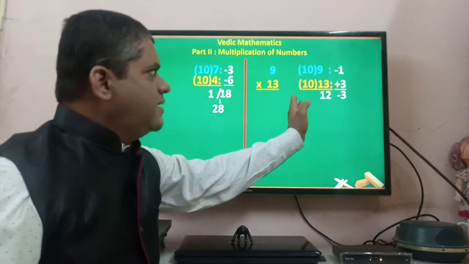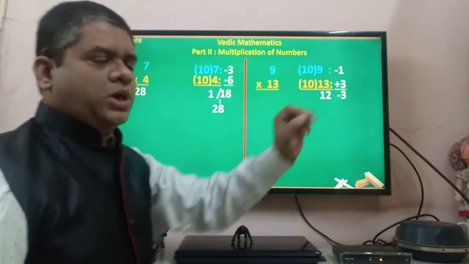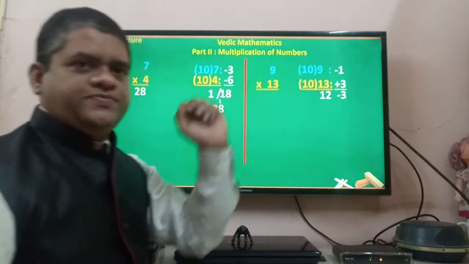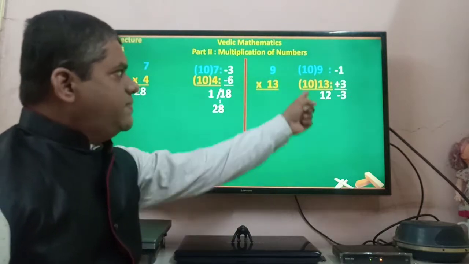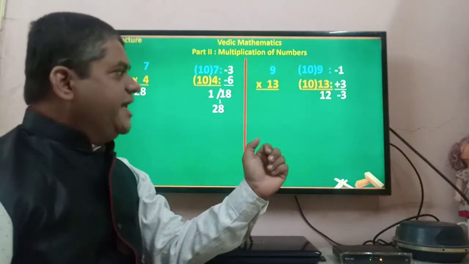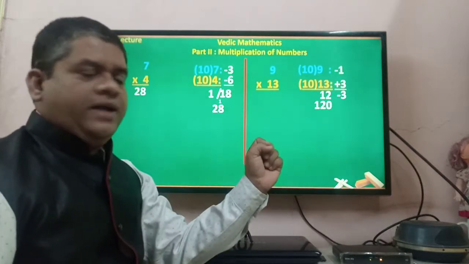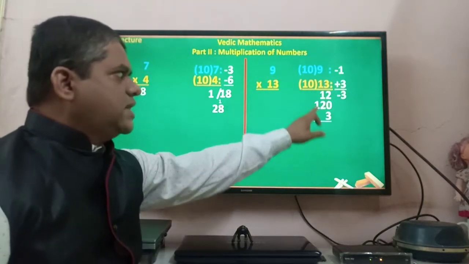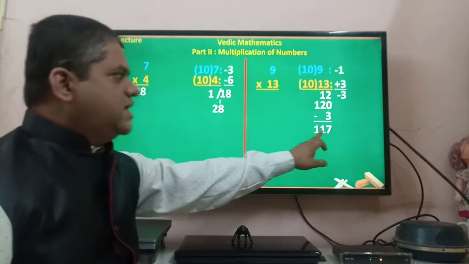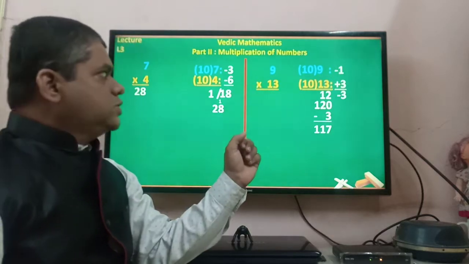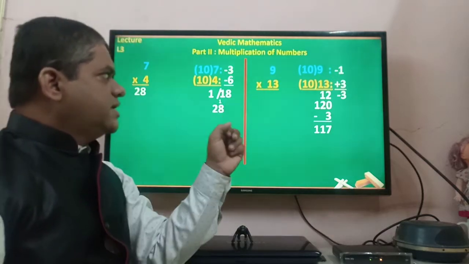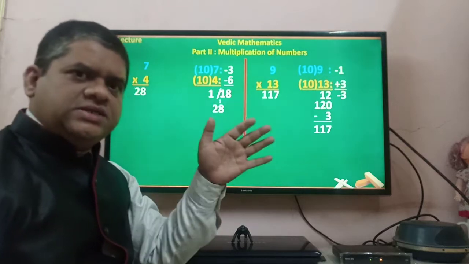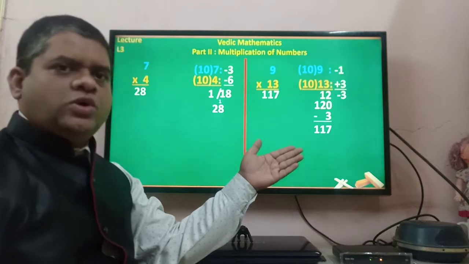Now we can obtain the left hand side as 13 minus 1, that is 12. Now we have to subtract this 3 from 12. But as the base is 10, the value of this 12 is 120, and at the units place it was minus 3. So we directly subtract 3 from 120 and get the answer as 117. So you will find the product of these two numbers is 117. You may find this is very easy. Once you understand this, you can extend it to any number of digits when you want to multiply.